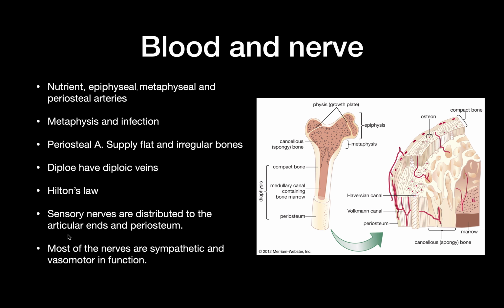And the periosteum is very sensitive, so whenever you get kicked really hard, that's really where you feel it. And when you were growing quite fast during puberty, muscles will pull on the periosteum, causing charley horses or shin splints. Pardon me. So most of these nerves are sympathetic and vasomotor in function.